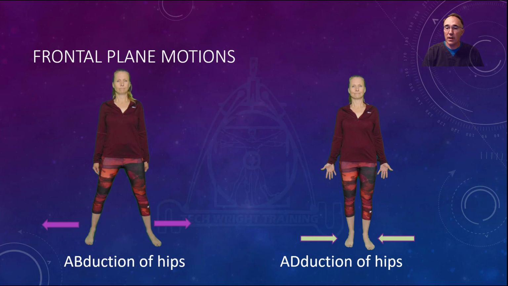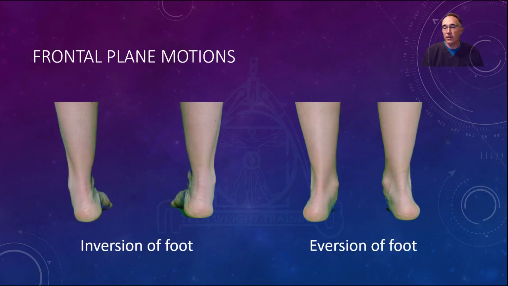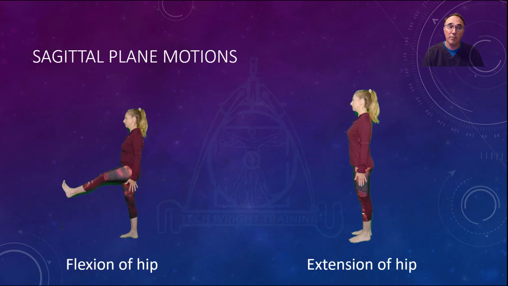Then we have hip abduction and adduction. We just went over this once already, but it doesn't hurt to go over it twice. Abduction is away, and adduction of the hips is towards. We're going to have inversion and eversion of the heels. So the foot can invert towards the midline or evert away from the midline in the frontal plane.